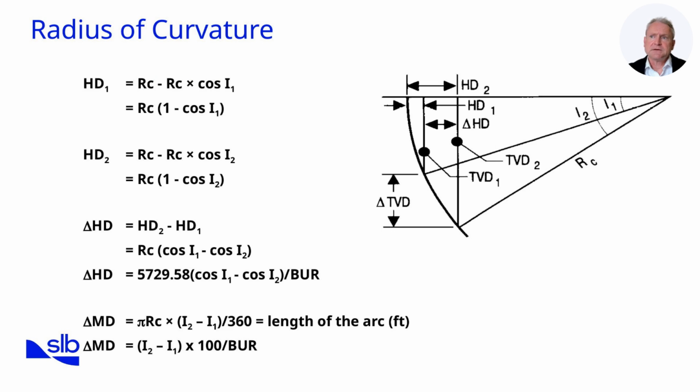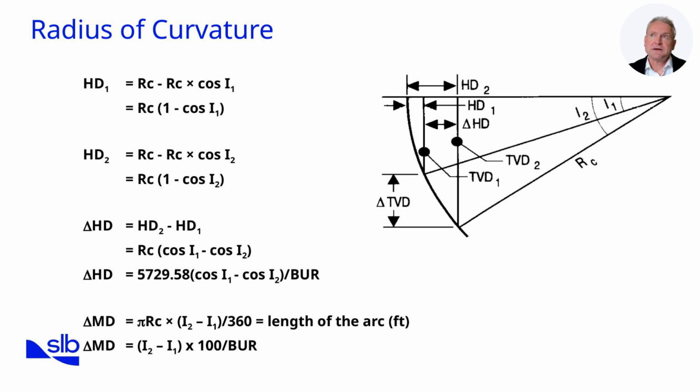The radius of curvature method also helps calculate horizontal displacements using the same method. In this case, the diagram represents an arc on a horizontal plane. HD1 equals RC times 1 minus the cosine of the initial inclination, while HD2 is RC times 1 minus the cosine of the final inclination.